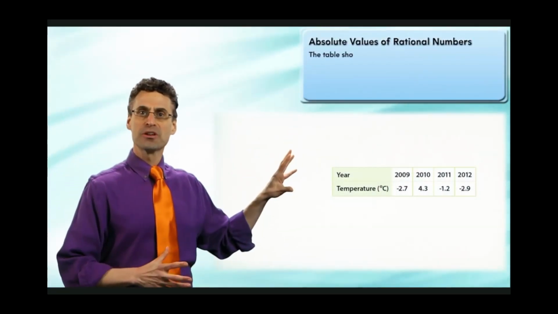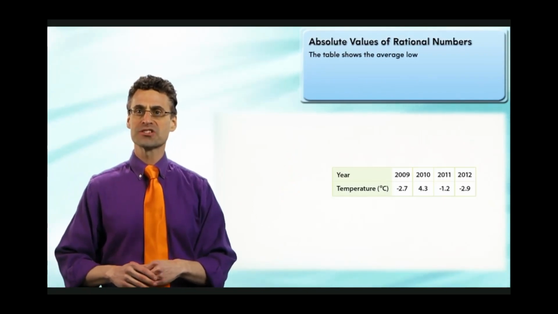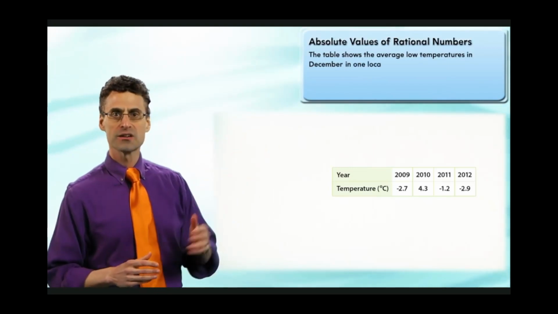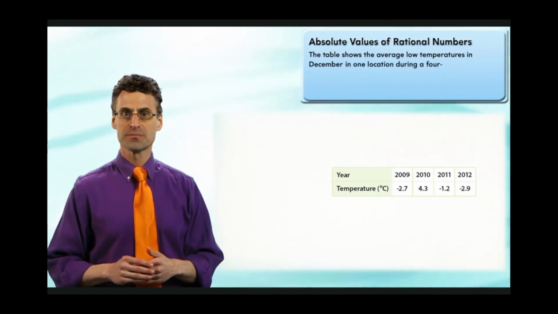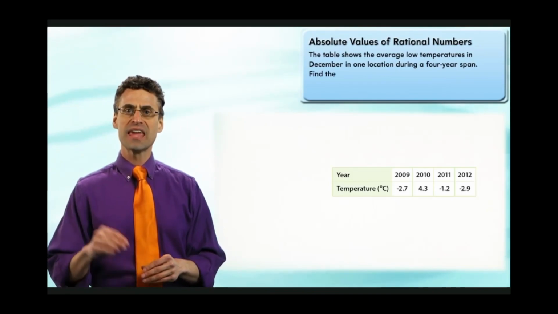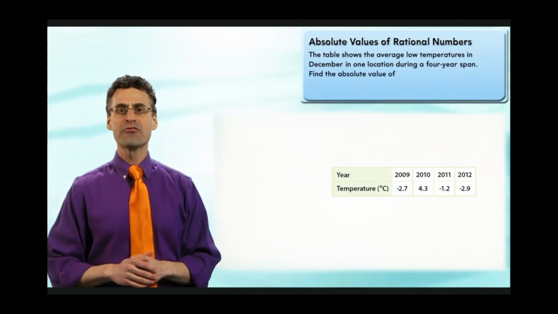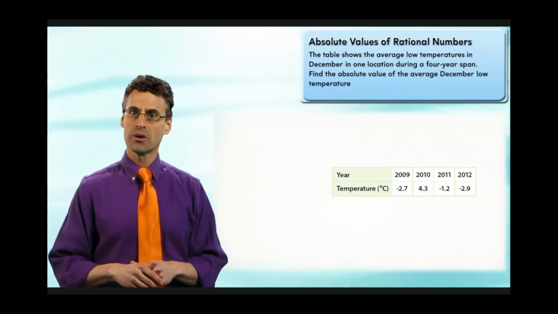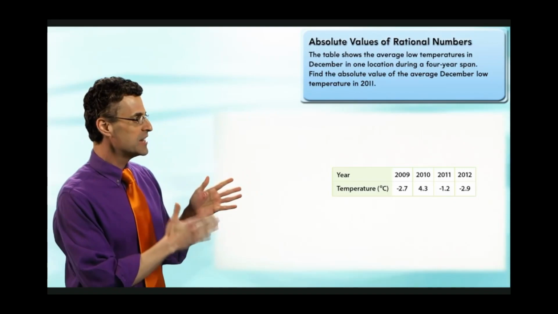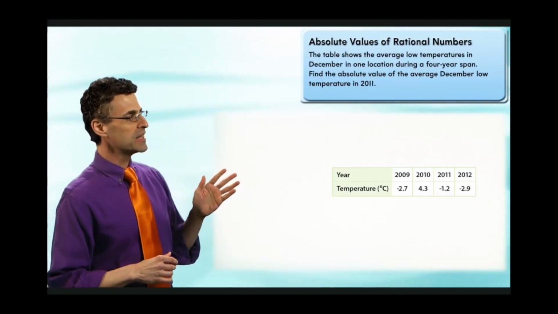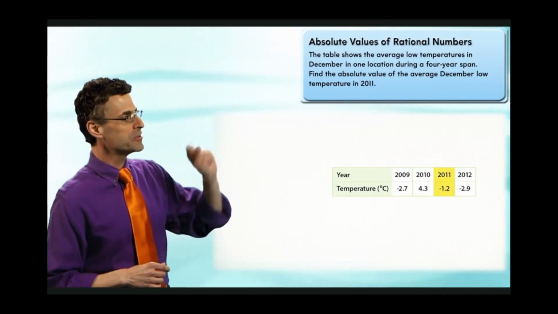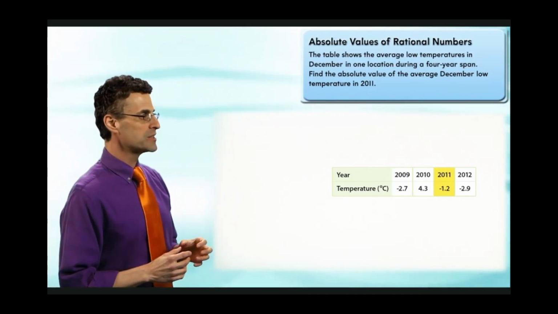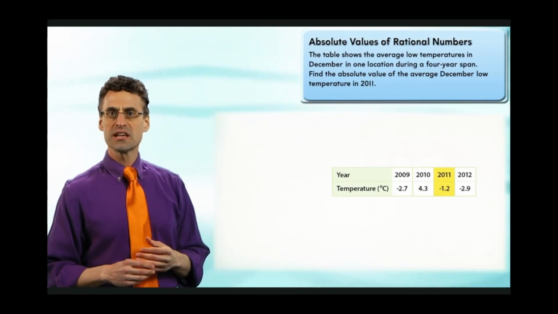So I've got a little table here that shows the average low temperatures in December in one location during a 4-year span. You can see all 4 years, and you can see the low temperatures. Our challenge is to find the absolute value of the average December low temperature in the year 2011. So check out the chart, and you can see 2011 is that one way over there. You can see what the low temperature was. It was negative 1.2 degrees Celsius.